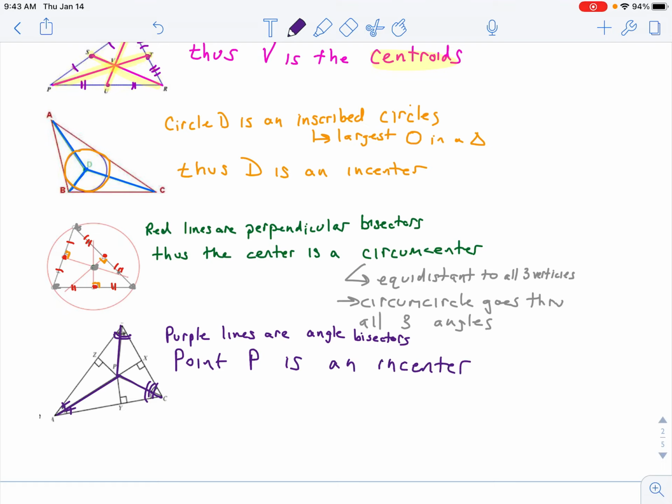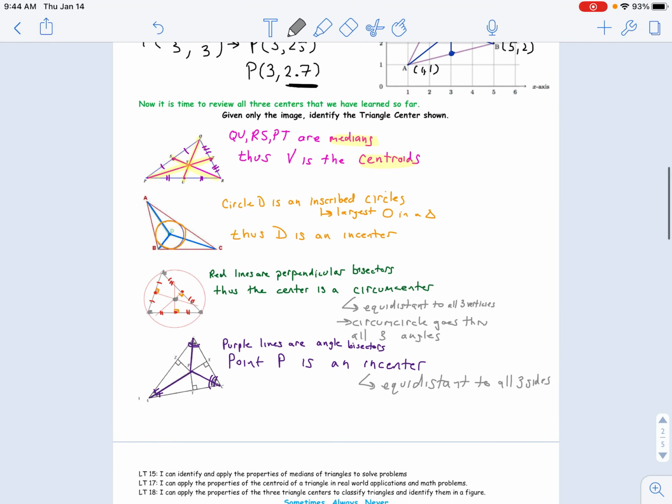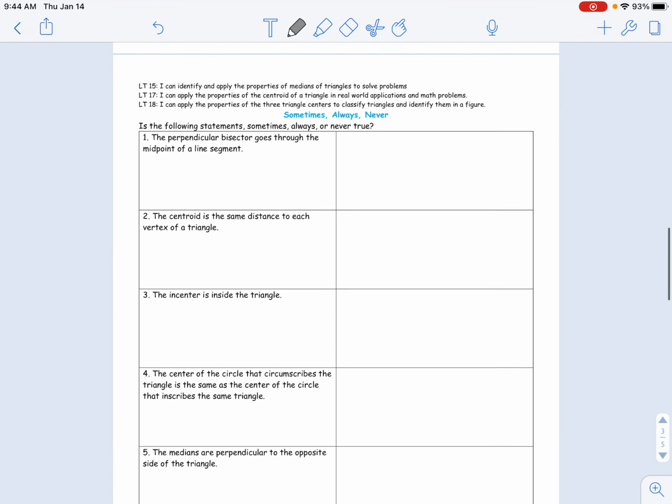And something I forgot to talk about last time about incenters is that incenters are equidistant to all three sides. All right, that's why in the one you see above of the incenter, we have the circle touching all three sides. The incenter would touch all three sides. All right. So that's kind of a nice review of the three centers. In the next videos, we're going to play a game called Sometimes, Always, Never.